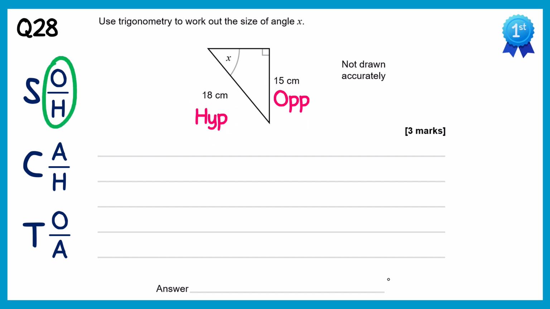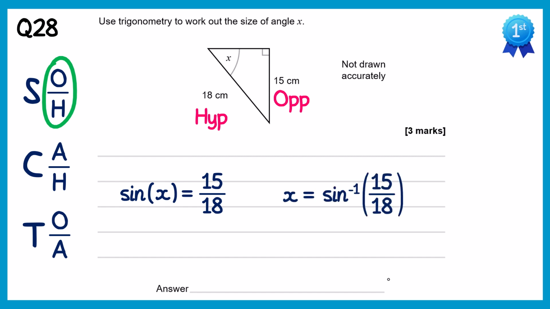So we can write down that sine of the angle, or sine of x, is equal to the opposite, which is 15, over the hypotenuse, which is 18. We can now find x by doing the inverse sine, so x will equal the inverse sine of 15 over 18. If you type this into your calculator, you'll get x equal to this number here. Then if we round this off to a sensible degree of accuracy, perhaps 1 decimal place, we'll get 56.4.